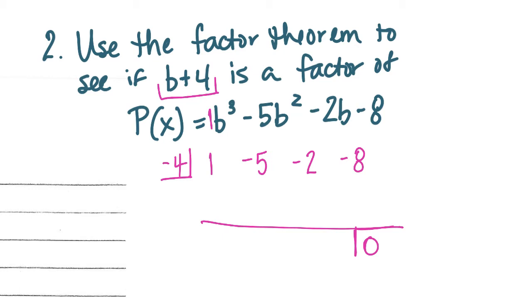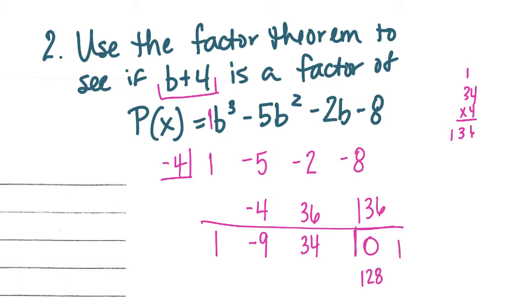Let's try this one. We haven't had much luck. 1, multiply up, add down, multiply up, add down. And once again, I have to multiply 32 times 4, which is 128, and when I add down, I get 128. So no, it did not equal 0. It is not a factor.